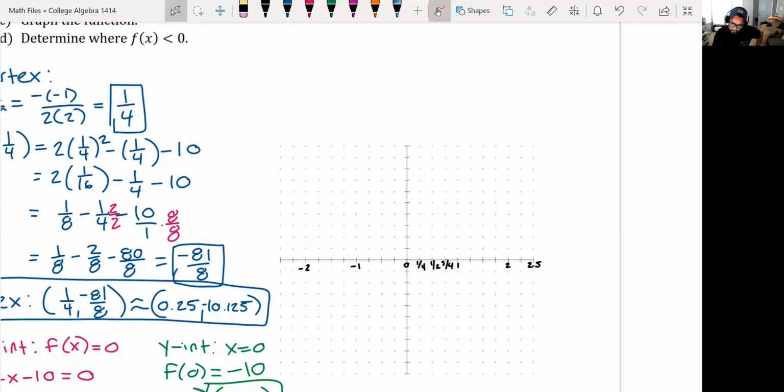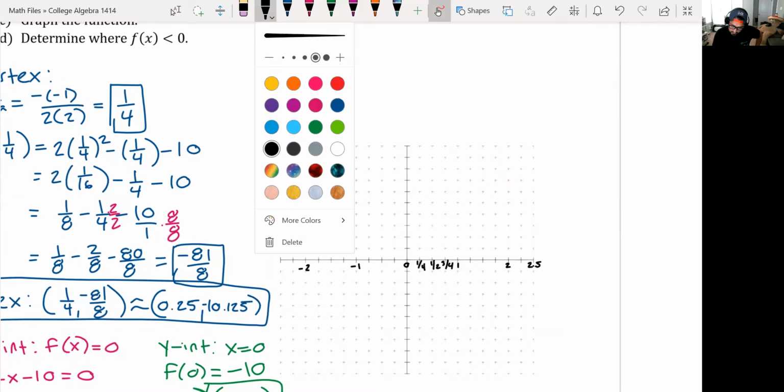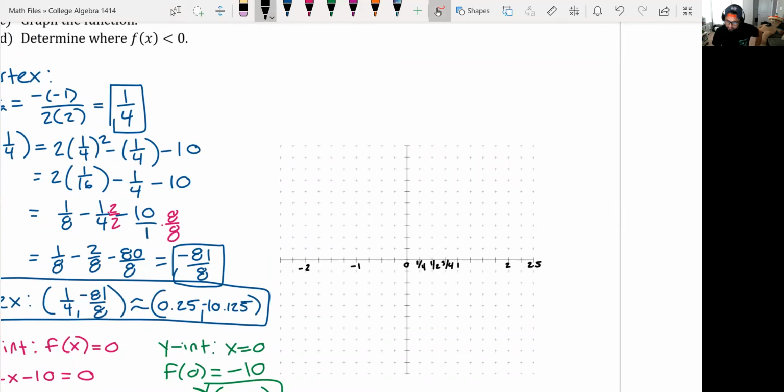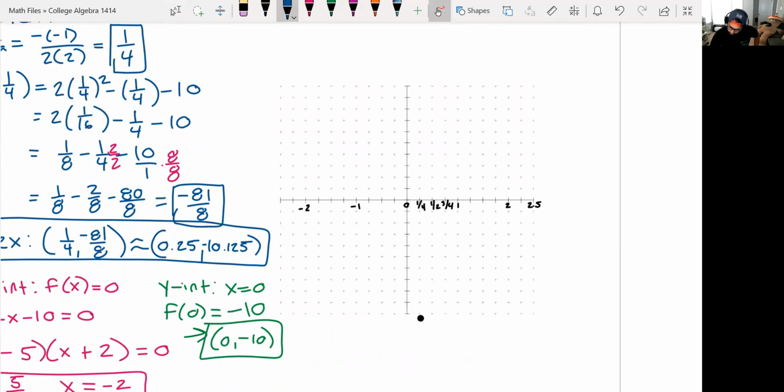Okay, so that went by quarters, which means let's now graph this. I'll plot my vertex, which is at 1/4 and negative 10.13. I'm going to put it right down there. There's my vertex. And then I'll plot my y-intercept, which I see first right there is negative 10. So I've got to go there.